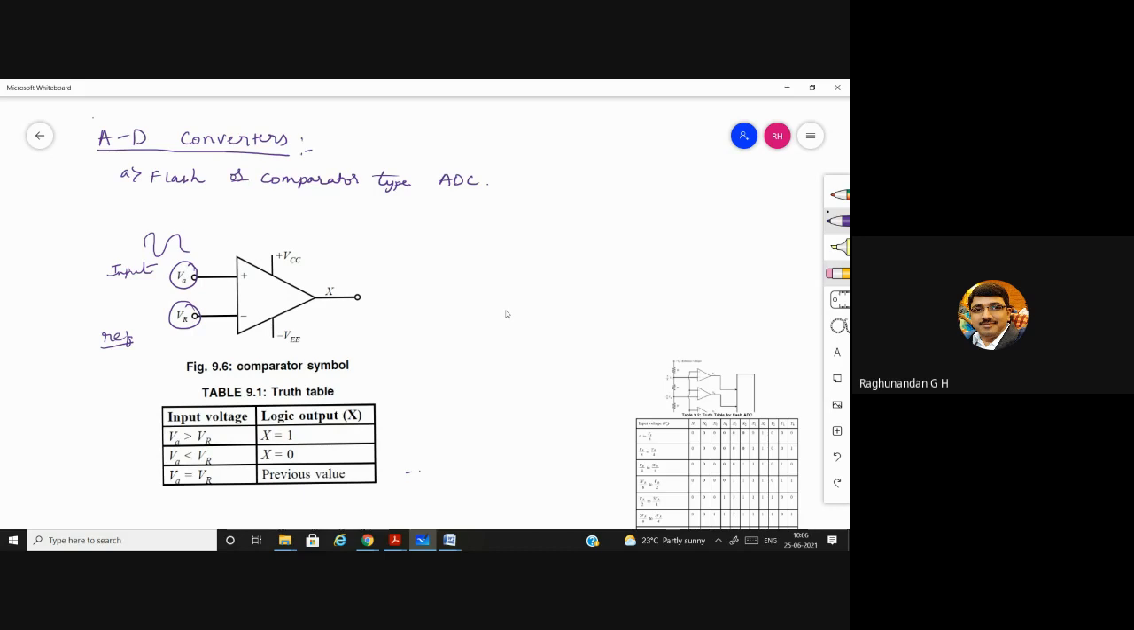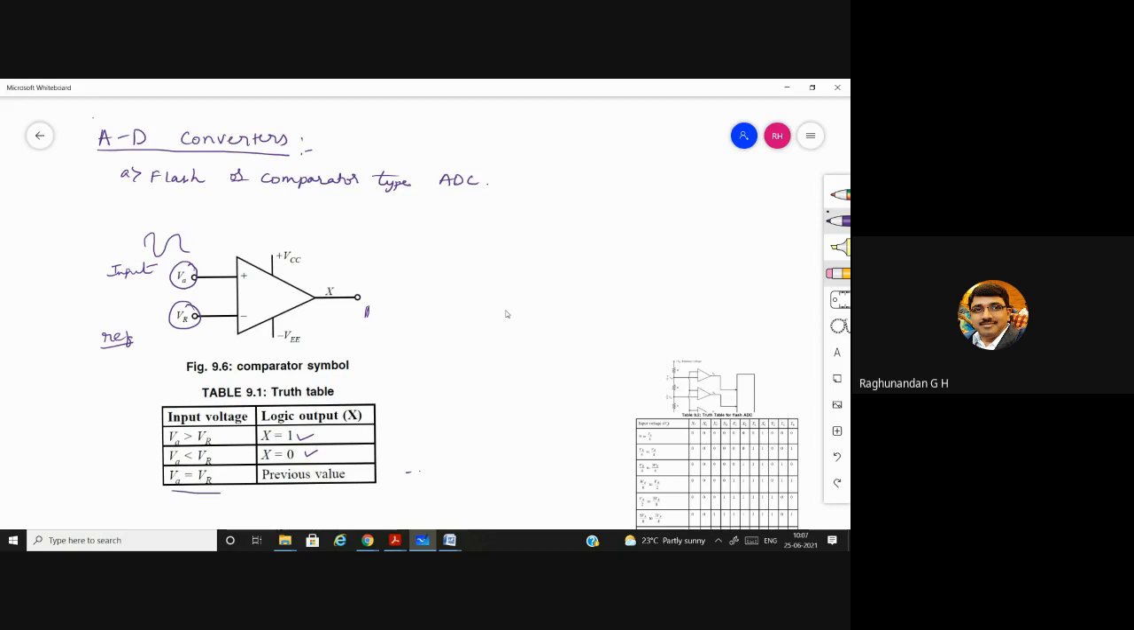Whenever it comes below that, during that time we take it as 0. This can be understood clearly by this table. We can see that whenever an analog voltage goes greater than a reference voltage, the output is given as logic 1. So that particular cycle will be 1. Whenever the analog voltage becomes lesser than the reference voltage, it will be considered as 0.